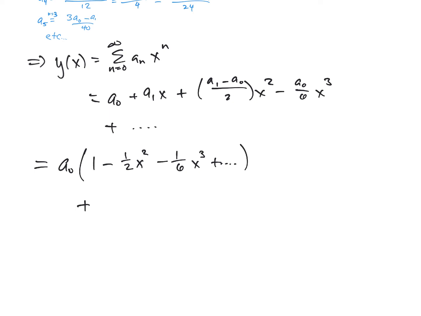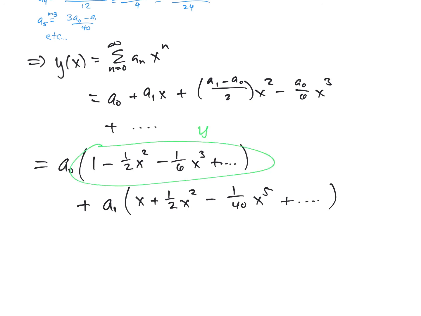Plus all the a1 terms. We get a1 times x plus 1/2 x squared minus, if I had written out the other one, the next one would be 1/40 x to the 5th, etc. So you can see this is just like the solutions that we saw in chapter 4. We have one constant times y1 and a constant times y2. That's why it makes sense for these a0 and a1 to be left as constants.